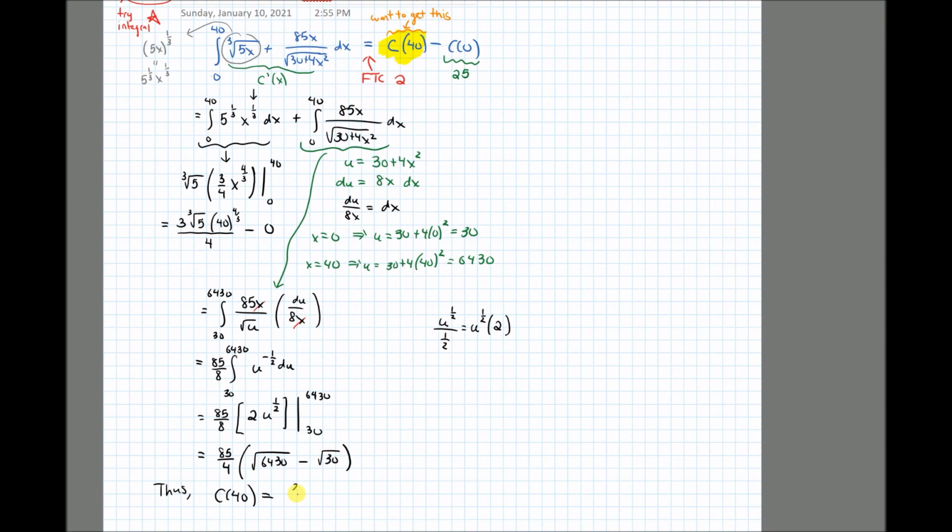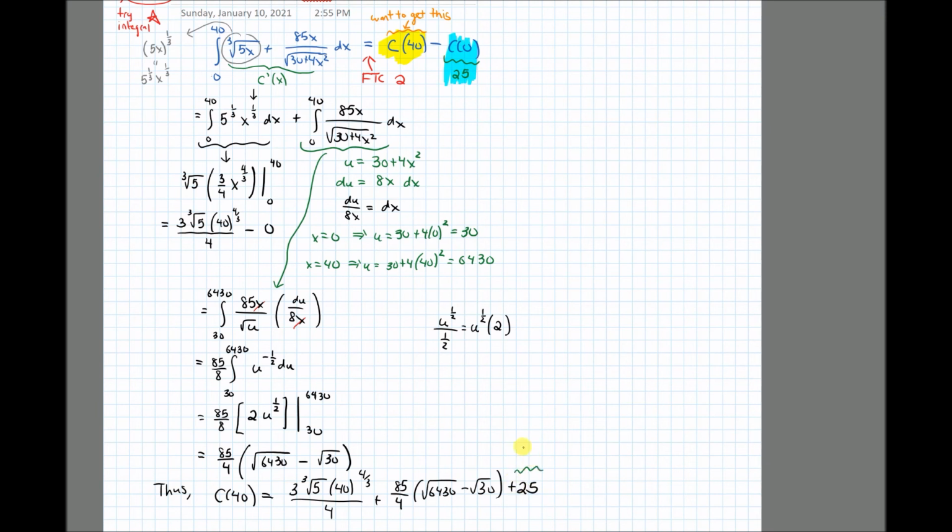And one of those pieces was 3 times the cube root of 5 times 40 to the 4th, not 3/4, 4/3 power over 4, and then plus the second integral, which we just got, was 85 over 4 times the square root of 6,430 minus the square root of 30. Okay, and then there's also this C of 0 term, which was 25, which I'll have to move to the other side. I'll have to add that. So we'll have to add that 25.